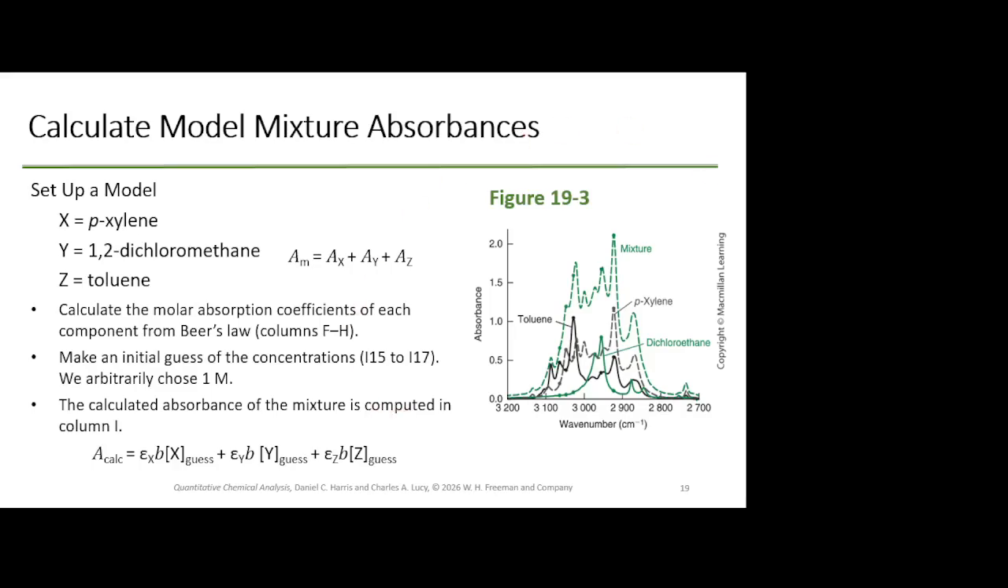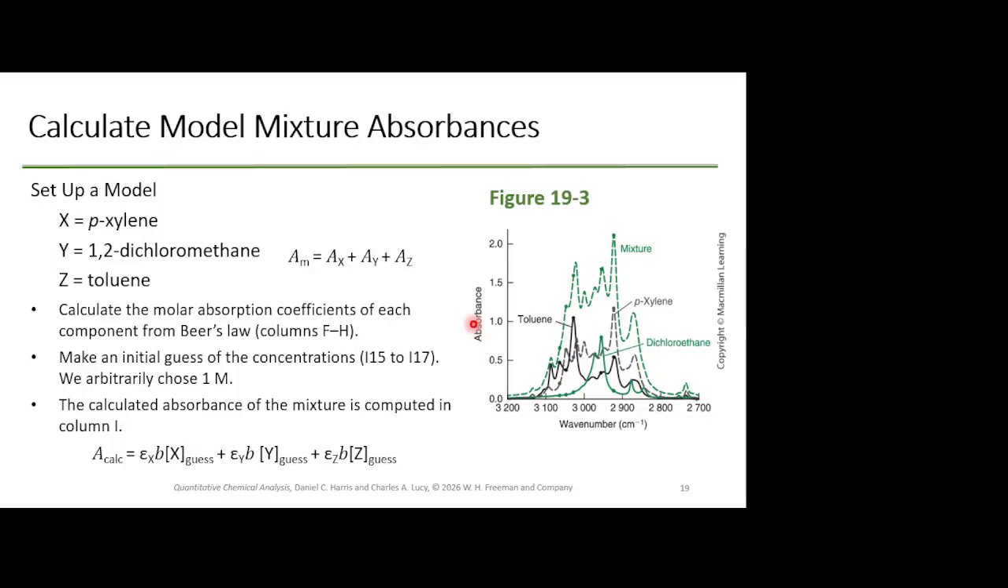Okay, so let's actually set up a model. Let's try doing the reverse, where we predict what the spectra would look like. The model is going to give us the calculated absorbance for that mixture. The mixture absorbance is just going to be the sum of the absorbances of each of the components of the mixture. So we need to calculate the molar absorptivity coefficients of each component from Beer's law, from our standards.